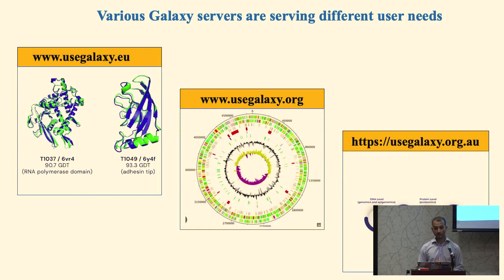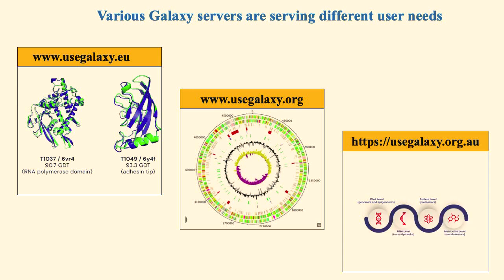Different Galaxy servers actually serve different user needs. So I hope many of you have heard about AlphaFold. If you are working in the computational chemistry field and want to use tools designed specifically for computational chemistry, you can go to the use galaxy.eu and similar servers.